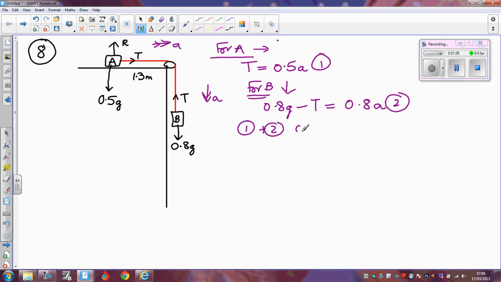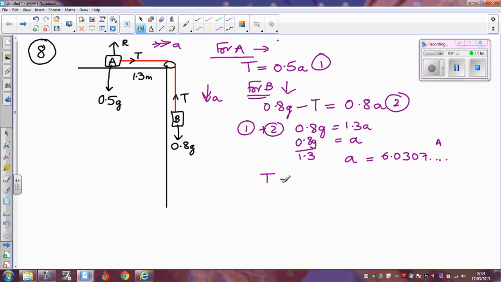All I'm left with on the left-hand side is 0.8g, and if I add the right-hand sides together, I've got 1.3a. So dividing by 1.3, a is going to equal 0.8g divided by 1.3. That comes out for a as 6.0307 and so on. I'm going to save that in the memory on my calculator as A. I can now work out the tension.